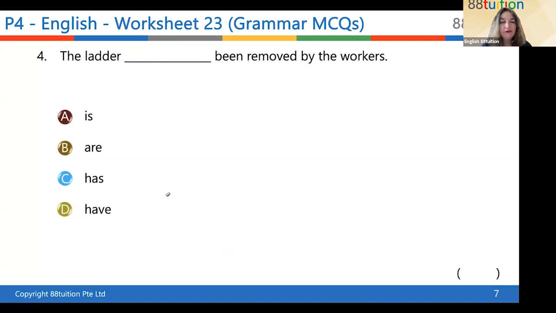Wei Hong, can you do this one? Could you unmute yourself? C. Yes. C. Correct. So C, because we are using present perfect, has been removed. Present perfect passive, has been removed. Yes, somebody removed the ladder by the workers. That's the passive voice. Yes, well done.